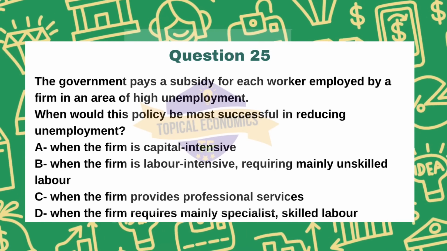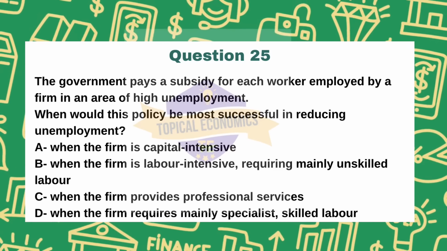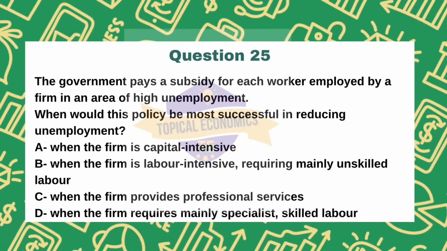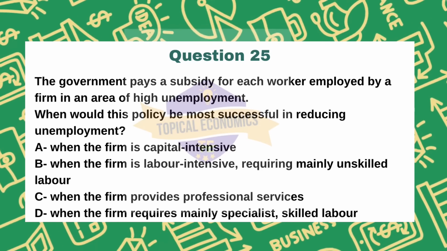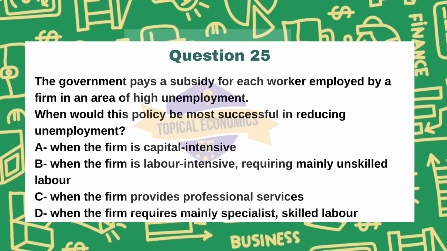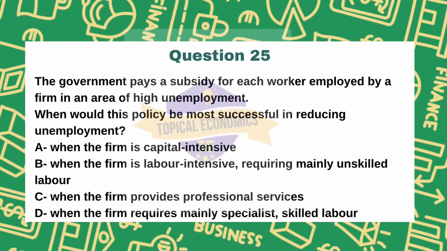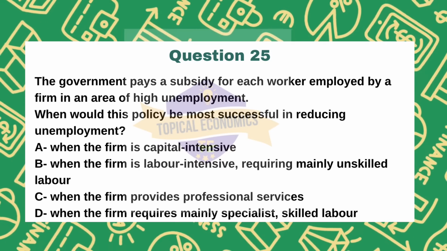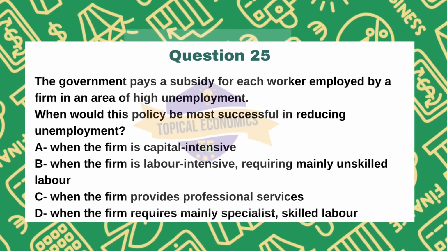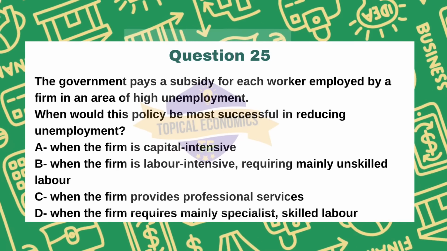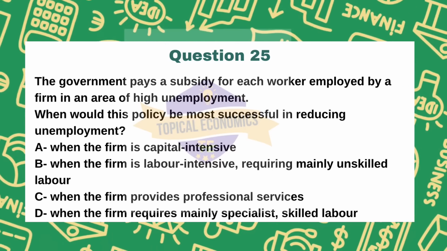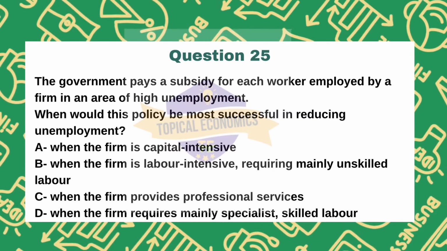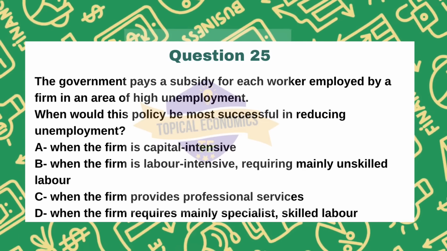A subsidy for each worker employed is most effective in reducing unemployment when applied to firms that are labor-intensive and require mainly unskilled labor. Here's why. Labor-intensive firms rely heavily on a large number of workers rather than machines or technology. By providing subsidies, the government incentivizes these firms to hire more employees, thereby directly increasing job opportunities in areas of high unemployment. Next, unskilled labor.